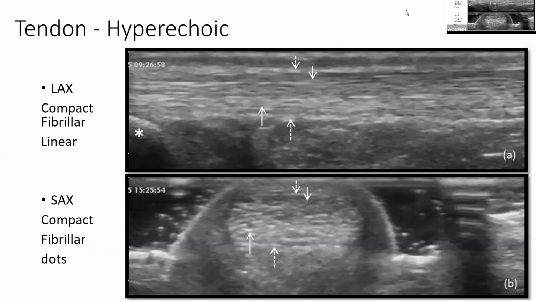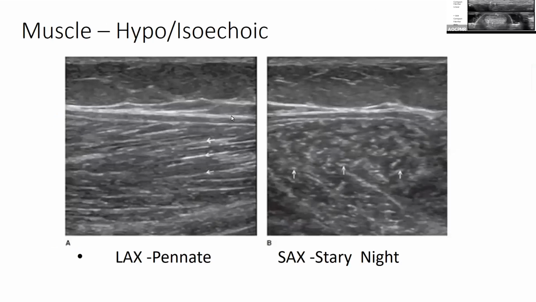Cool. So tendons, speaking of hyperechoic structures, tendons are hyperechoic. They're compact, fibrillar, and in short axis, they have this bristle-like pattern. Long axis have this fibrillar pattern. This is an Achilles tendon.